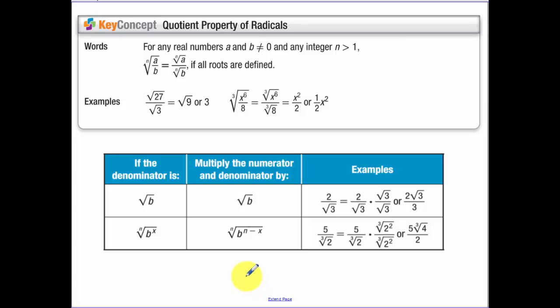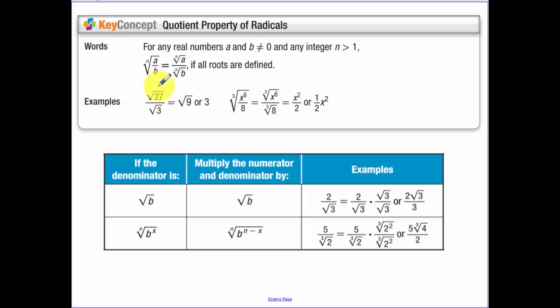Today we're going to be talking about quotient properties of radicals and how we're going to simplify radicals when we have a fraction underneath our radical. Now, something that you need to realize is a radical can be simplified on the top and bottom, so that radical can be moved to the top and the bottom. And so therefore, you can also go the other way.